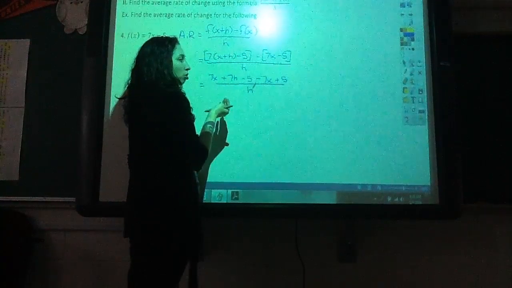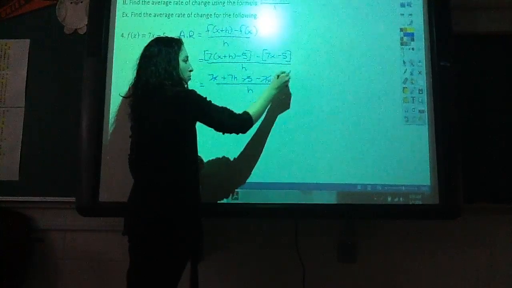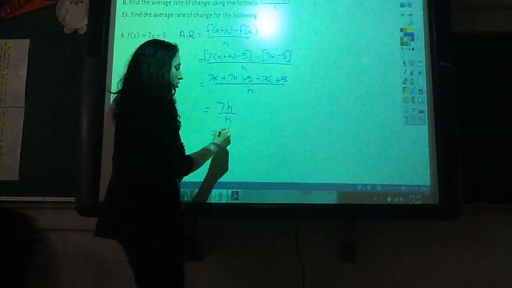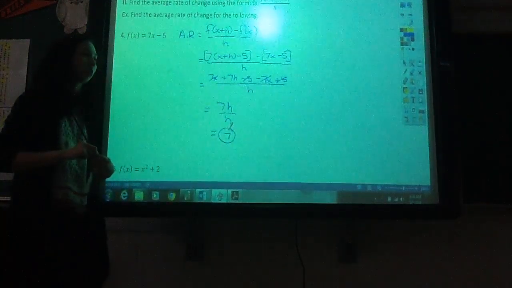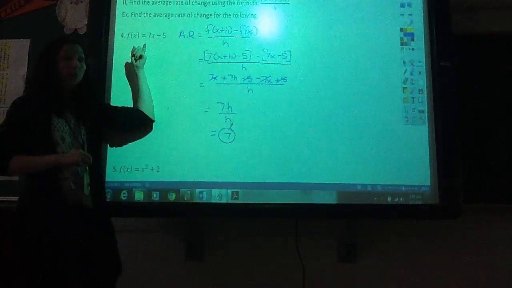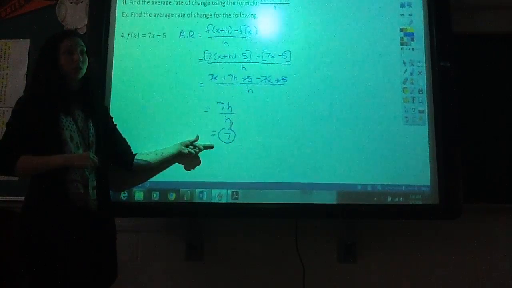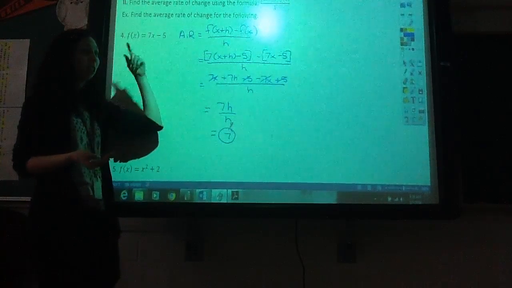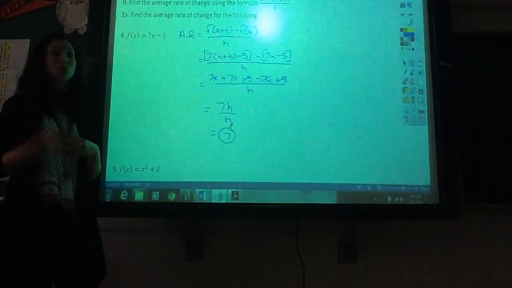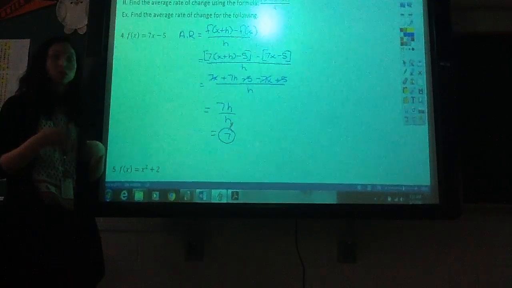So what cancels? Everything but the 7h. 7x minus 7x, negative 5, 5. So I'm left with 7h over h, which is 7. Again, this is a line, so the slope of that line is 7. So when you end up with situations where it's a line that I'm asking you to find the average rate of change of, you're always going to end up with just a number, because the slope is just a number. It's the ones that aren't lines where you end up with the x's and the h's left behind.